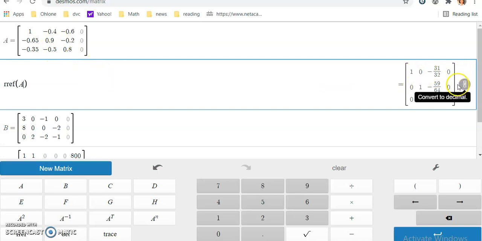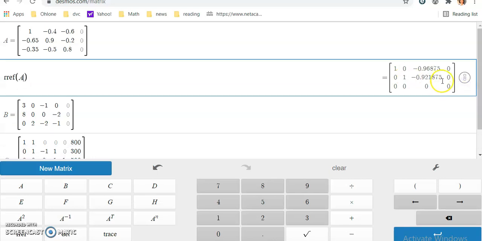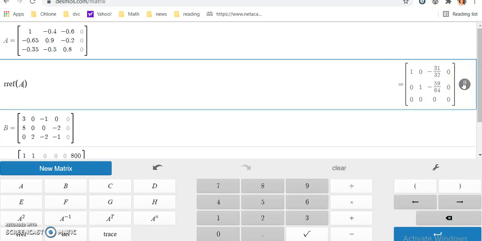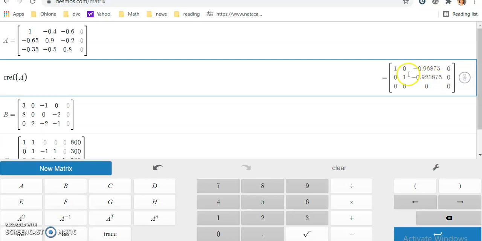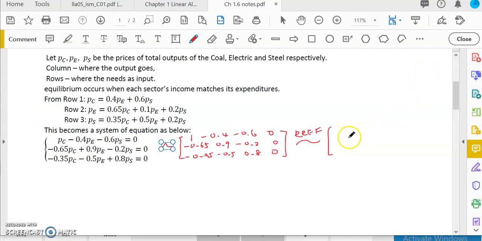1, 0, negative 31 over 32. So instead of doing fraction, we can do fraction or we can do decimal. I would just want to do decimal. So it'll be 1, 0, negative 0.97. That's what the book does.